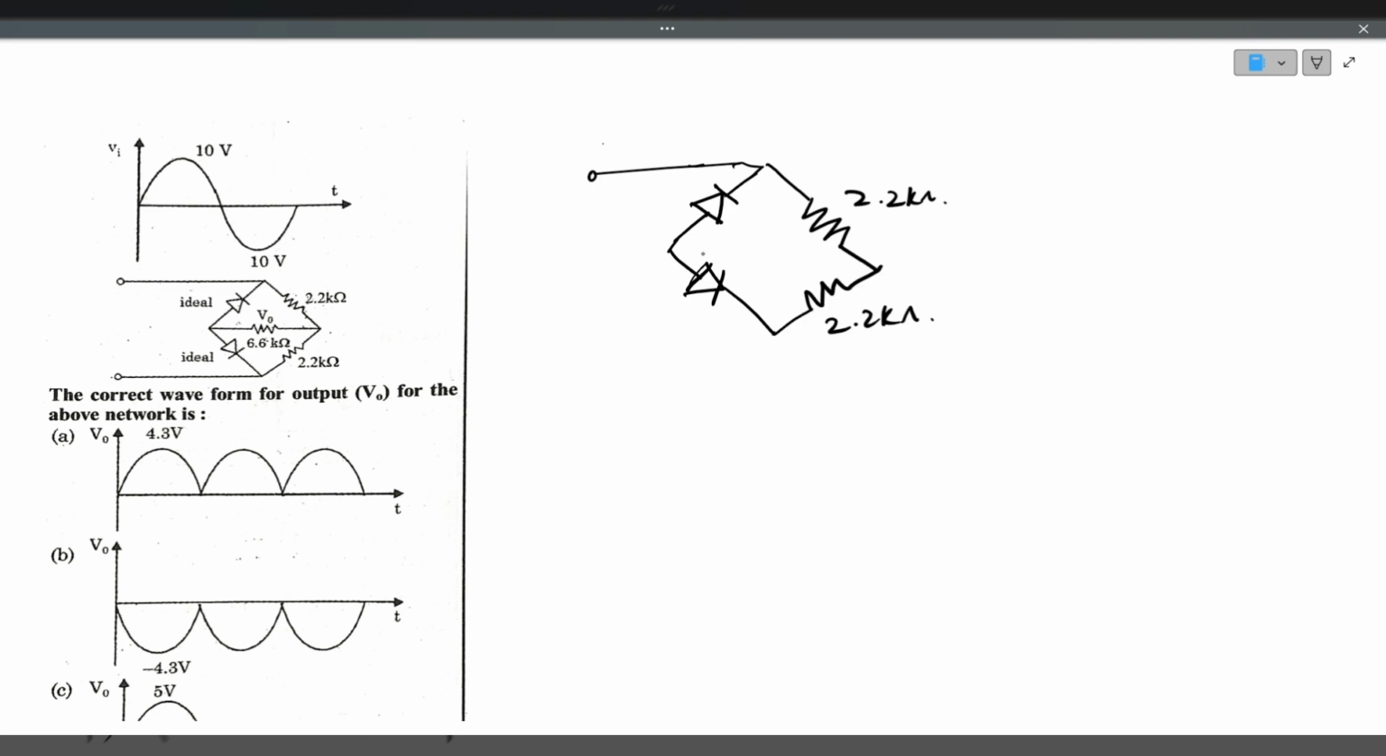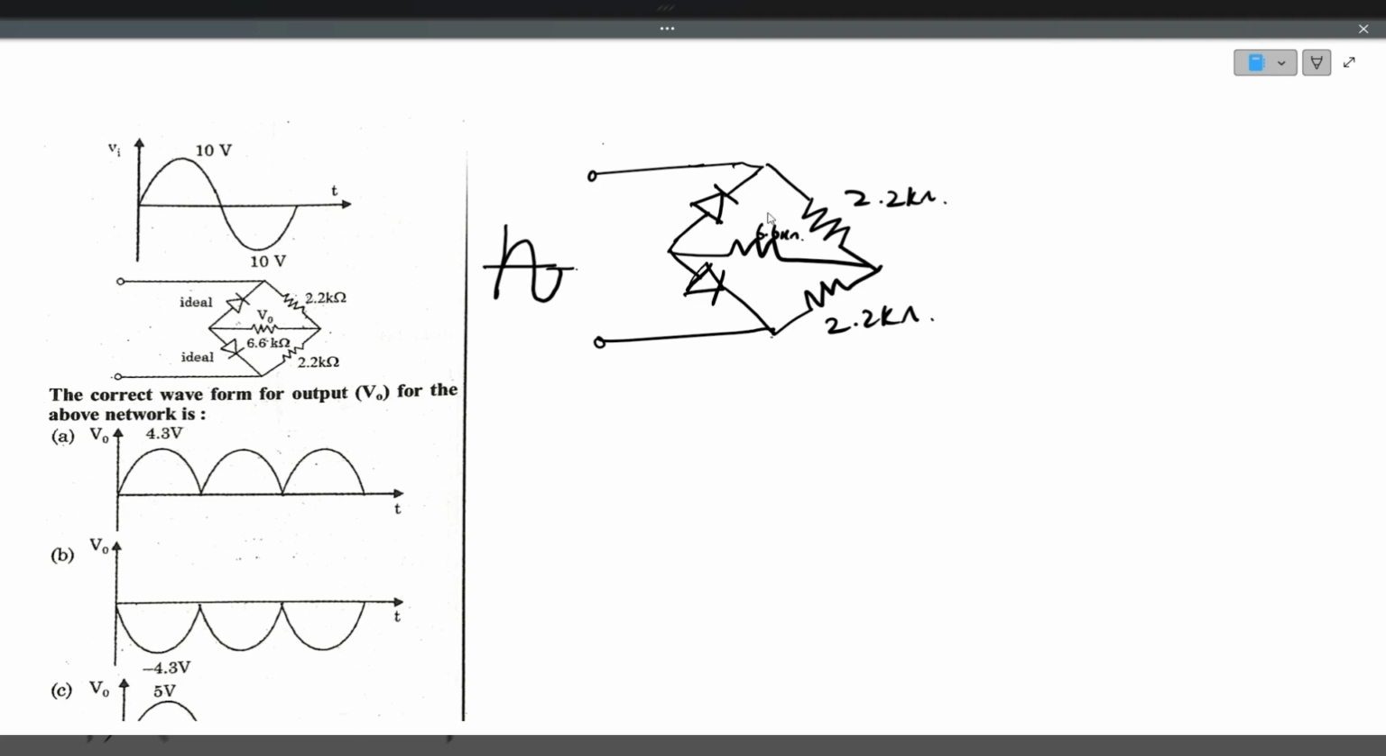And there is one more resistor 6.6 kilo ohms. Okay, output is taken across this. Output is taken here. And he is given diodes are ideal. So there is no voltage drop across the diodes. Now we'll observe the circuit. This is the input signal. During the positive half cycle, what happens?